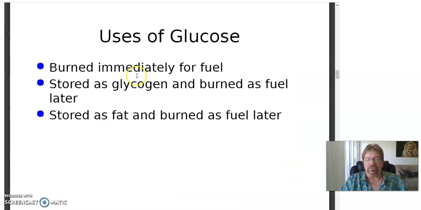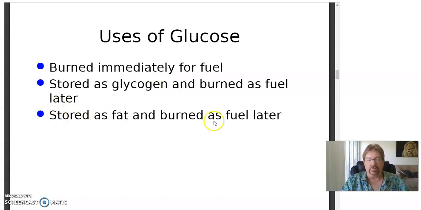Uses of glucose. Burn immediately for fuel. Guys, you will die if your glucose level falls too low, just like if somebody put a rope around your neck and cinched it up and you couldn't breathe, and they cut the oxygen off. One is just as important as the other. We keep, again, a stored amount of glucose in the form of a molecule called glycogen. Stored where? In the liver and the skeletal muscles.